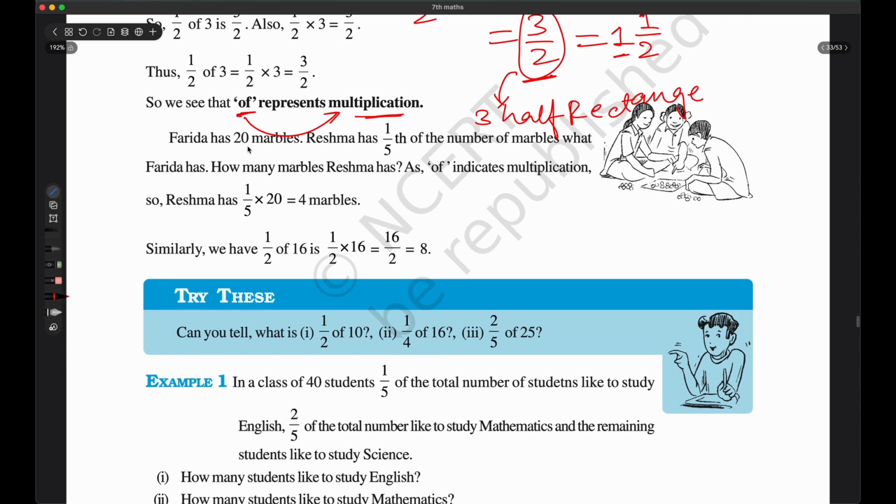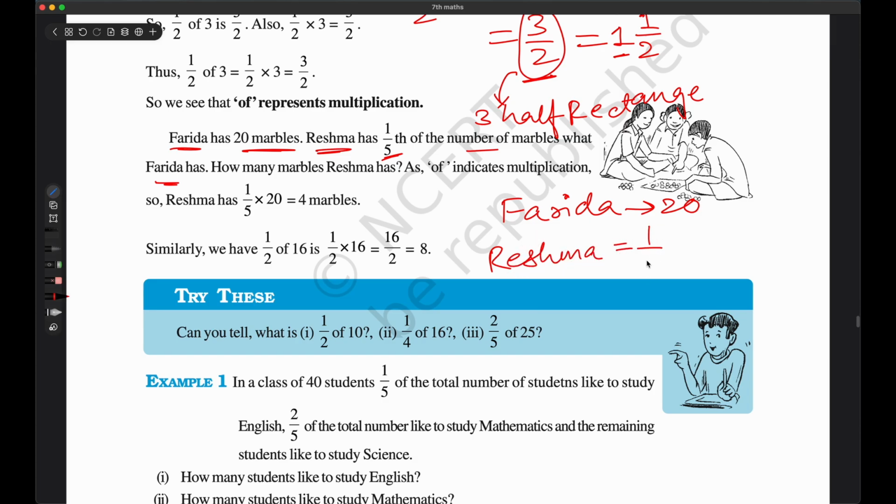Now they have taken one example. Farida has 20 marbles and Reshma has 1 by 5th of the number of marbles that Farida has. If we write this into a statement, that is, Reshma has 1 by 5th of what Farida has. Reshma has 1 by 5th of the marbles that Farida has.